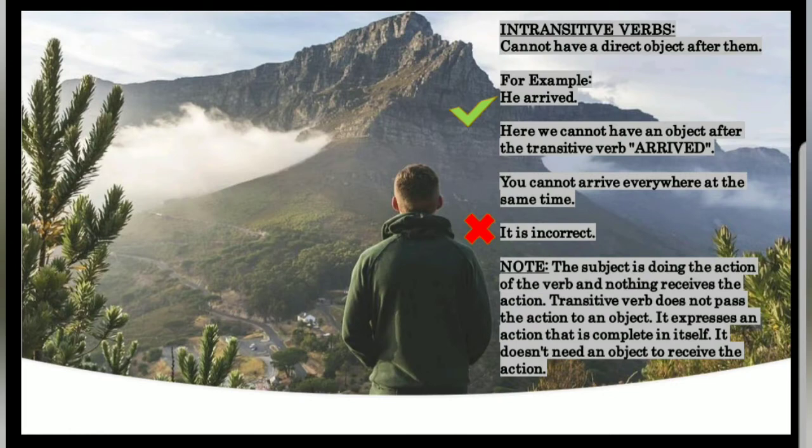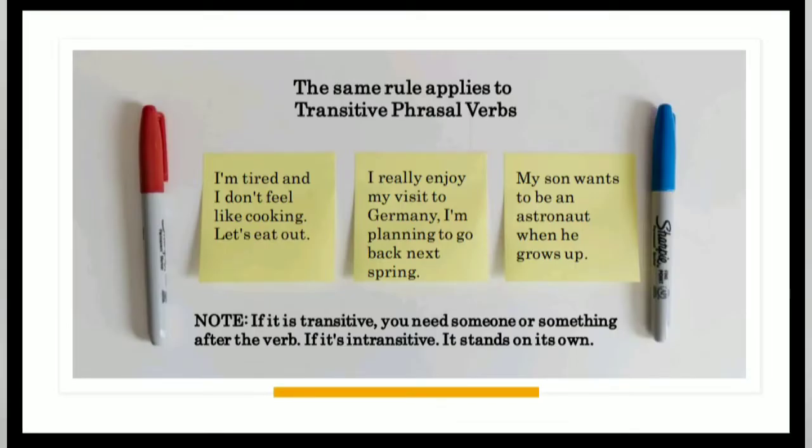Now we'll discuss intransitive verbs. Intransitive verbs cannot have a direct object after them. For example, "he arrived." Here we cannot have an object after the verb arrived. You cannot arrive everywhere at the same time. It is incorrect. The subject is doing the action of the verb and nothing receives the action. So this is how it completes the definition.